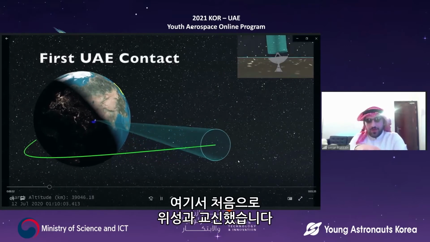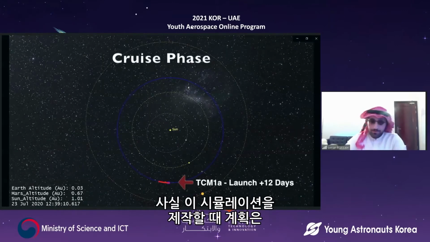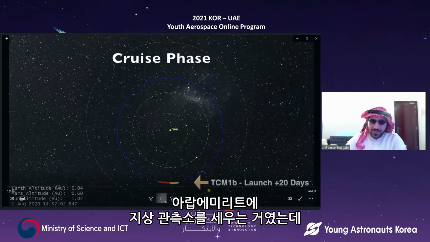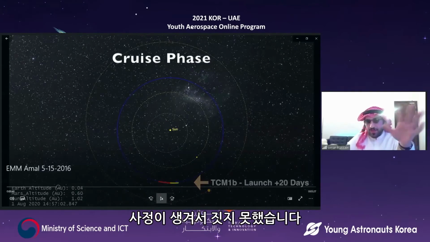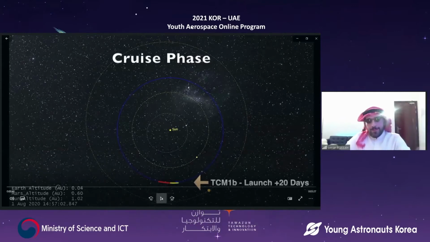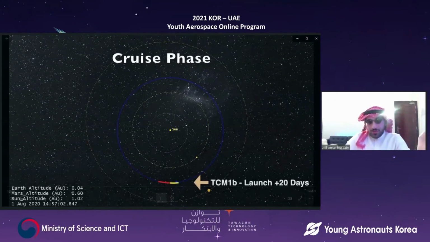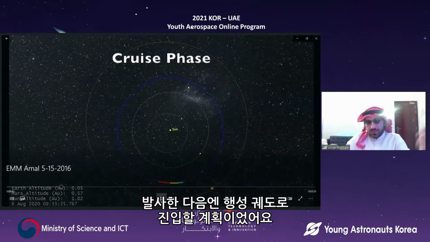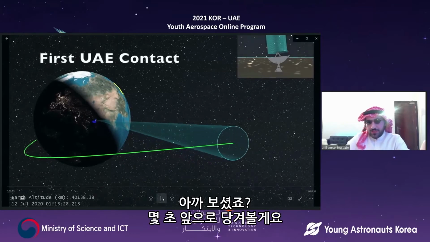This is when we conducted the first contact. At the time of the simulation, we actually planned to have a ground station in the UAE, but that was not possible due to some reasons. But as you can see, we took into account that there was going to be a ground station in the UAE. Then after we launch, we go into our interplanetary orbit. As you saw earlier, if I just go back 10 seconds, sorry.